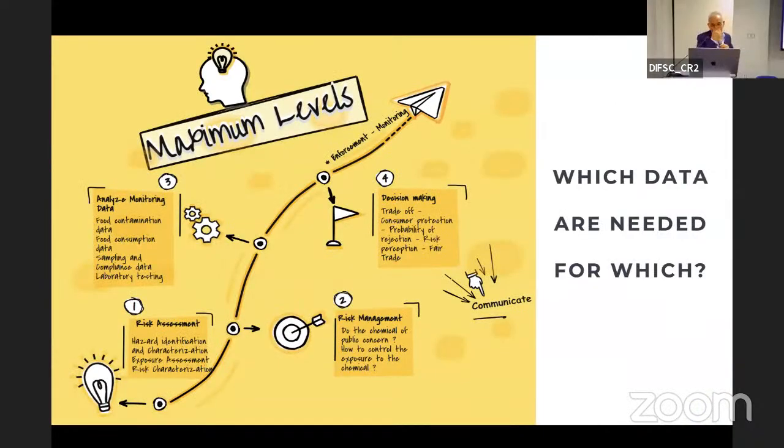Okay, now let me introduce, try to summarize, and we go to the example calculation. So we are in our process in Codex Alimentarius. We have questions about cadmium and aflatoxin, and we start to do risk assessments. We go through the full process: hazard identification and characterization. We provide ADI or TDI or benchmark dose, and we do exposure assessments, and we end up with the risk assessment.